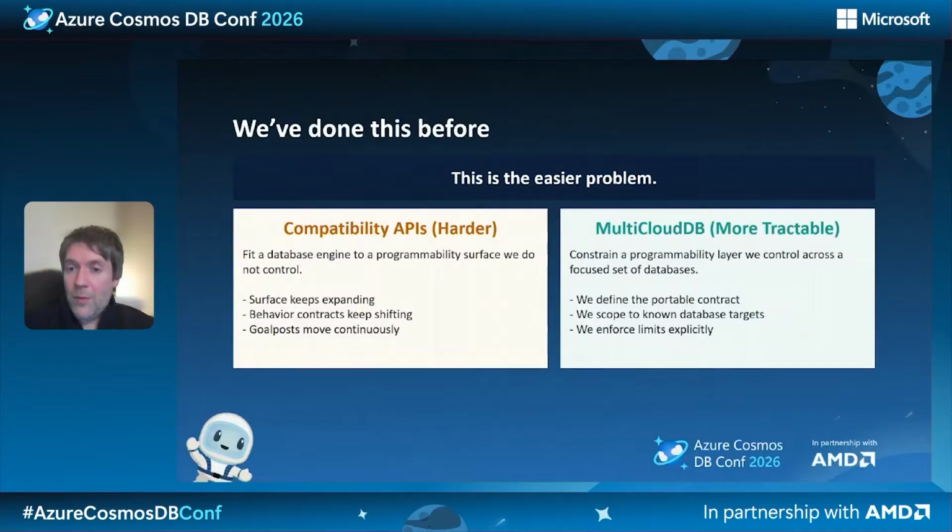We can constrain the programmability layer that we control across a focused set of databases, and therefore we define the contract, the portability of the contract. We scope that to known database targets, and we can enforce limits explicitly. So we have more control, even though there will be challenges around supportability. It's certainly a more tractable problem than the one that we have already solved in the past with Cosmos DB nonetheless.